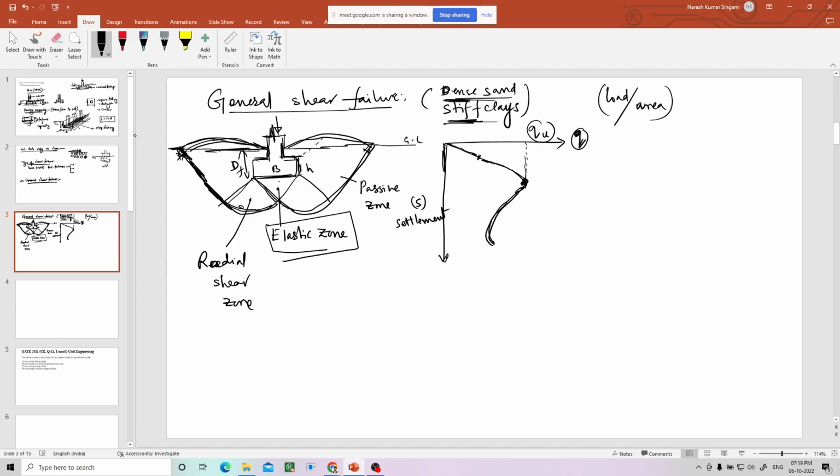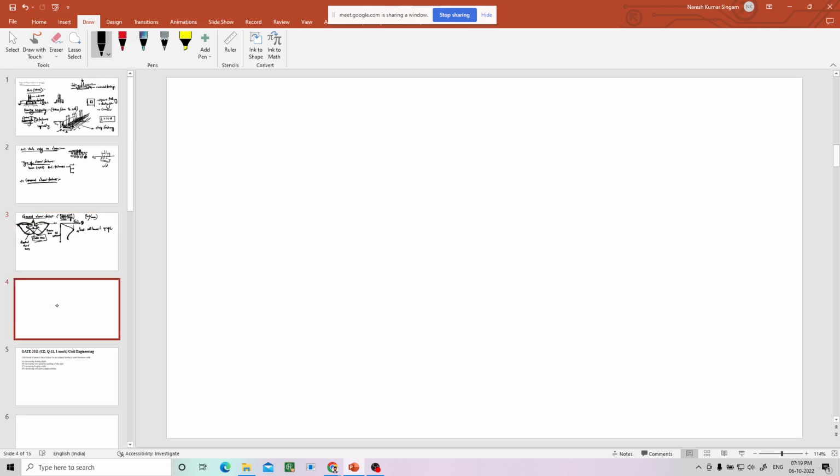And the load settlement graph or response will be like this. So we'll talk about the second kind of shear failure, that is local shear failure. Okay, that is local shear failure, the second one.